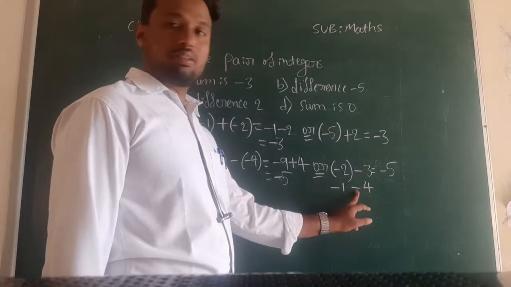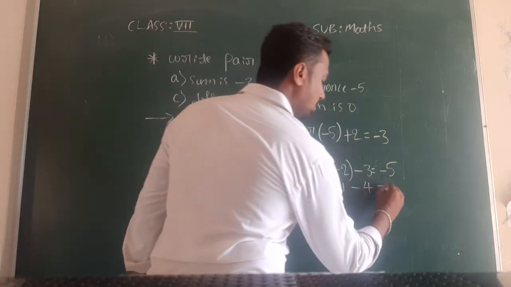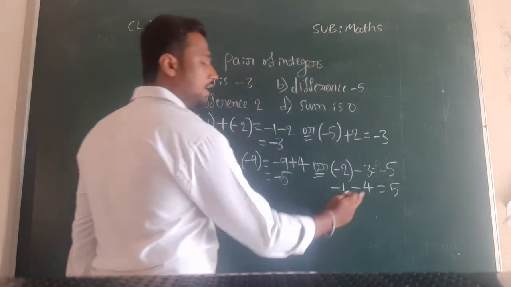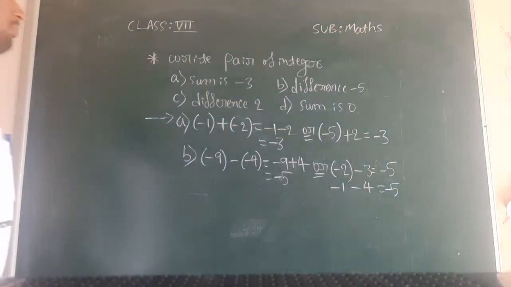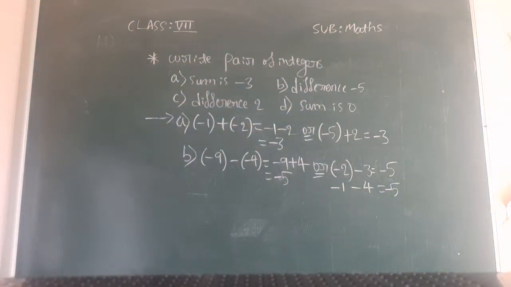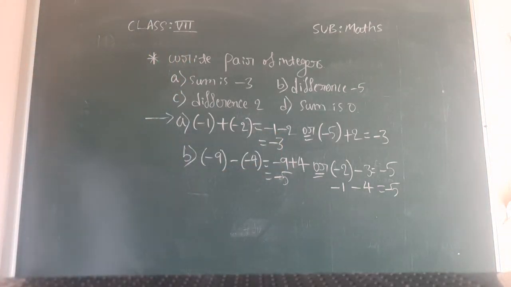Minus into minus plus, therefore you have to add. So 1 plus 4 means what you will get? 5, and the sign in front of the bigger value is minus, so we got minus 5. Here also, like this, we can write so many examples.